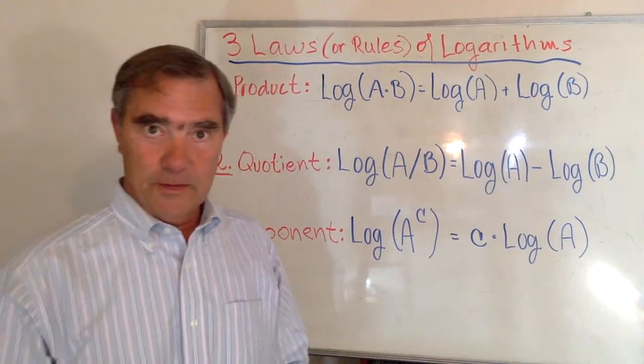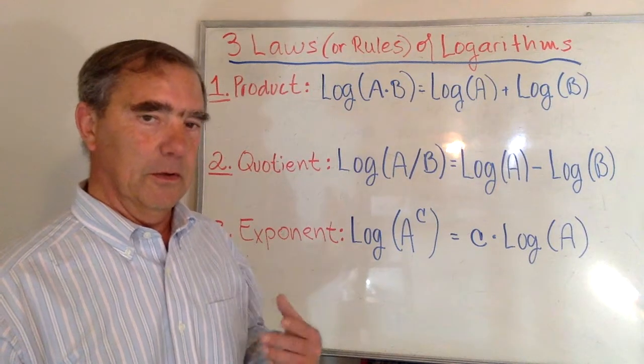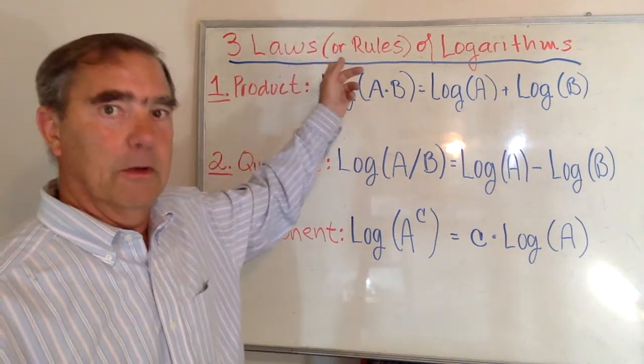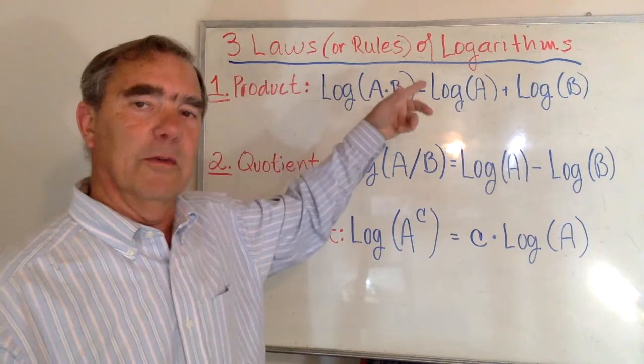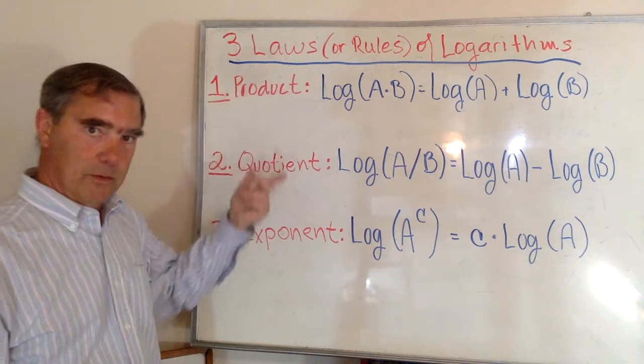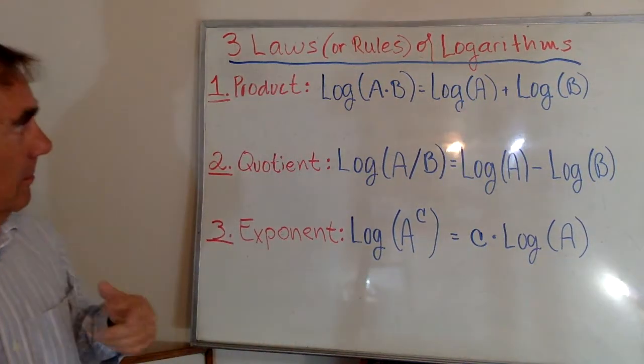Okay, this is the fifth and final video in the introductory section to the tutorial on logarithms. And the question is, what are the laws or rules of logarithms? There are three of them. There's the product rule, the quotient rule, and the exponent rule.